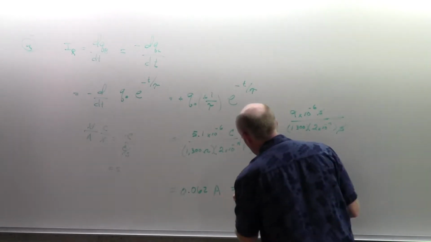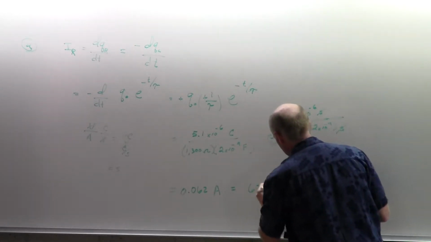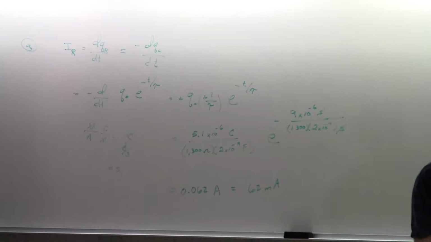0.062 amps, or if you want to move the decimal around and call it a milliamp, feel free to do that. And so there's my amperage. And so 62 milliamps at that moment. And obviously getting less and less.